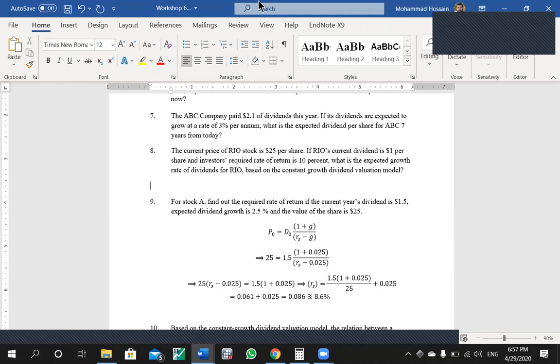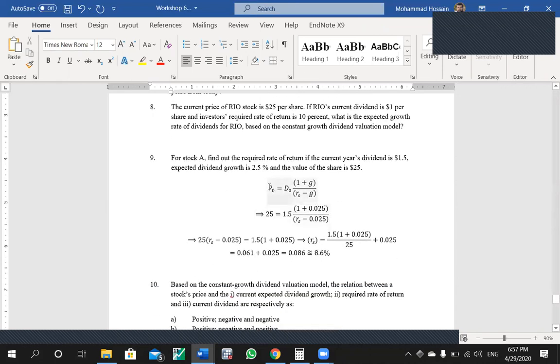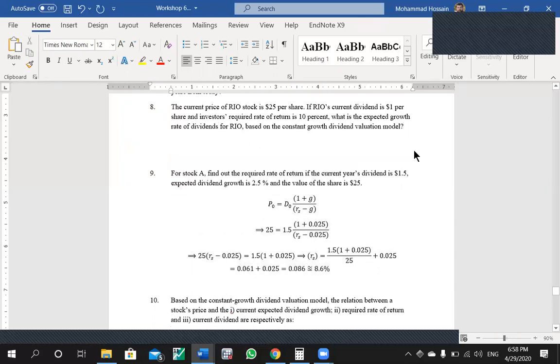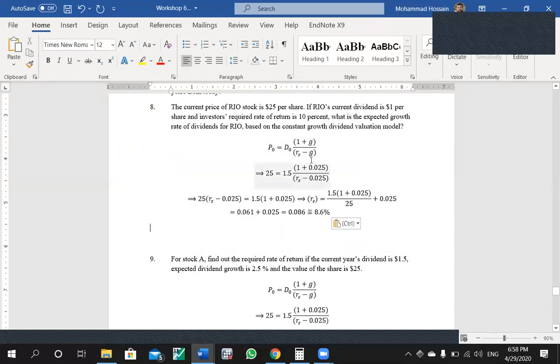10%, while the expected growth rate of dividend for RIO is based on the constant growth rate evaluation method. Same thing will apply here. We'll do exactly the same thing, but this time we have to change these values. This time they are asking us to calculate the growth rate, which we don't know.